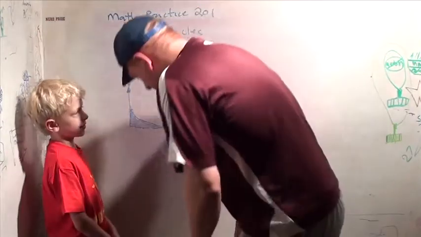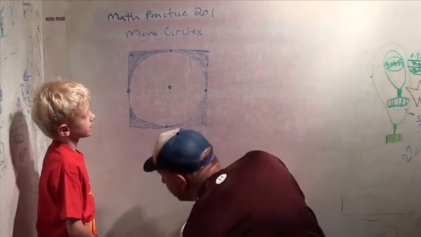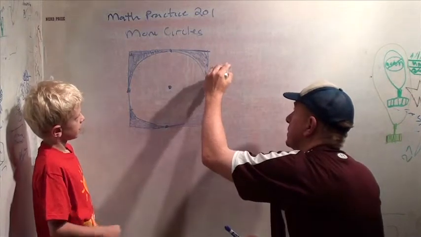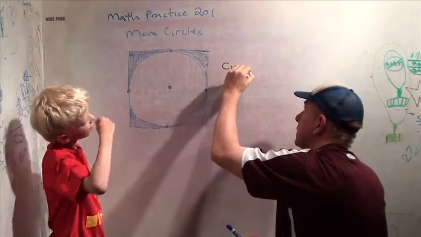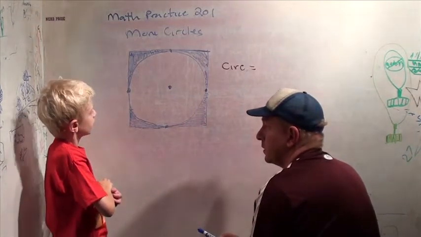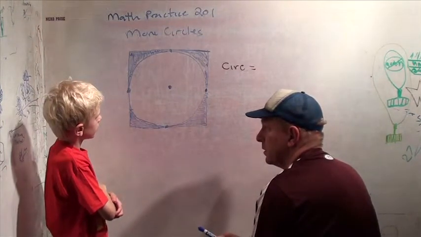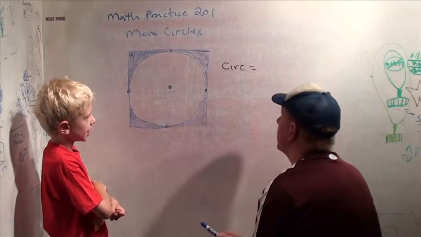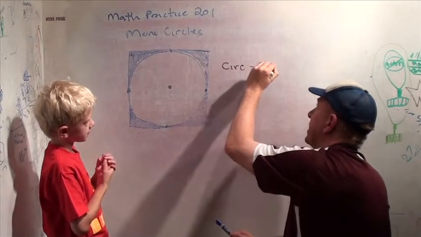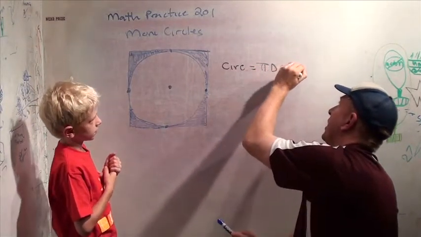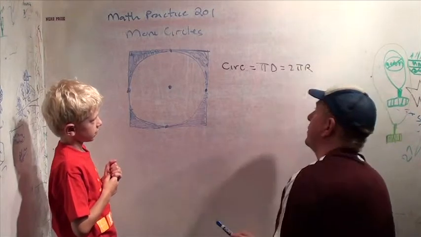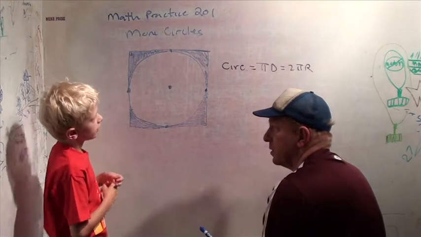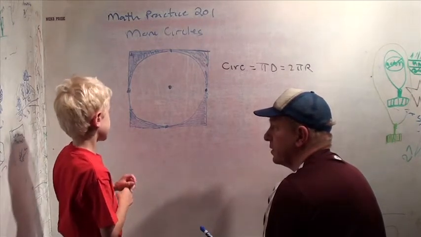So, we've been talking about circles a little bit this week and pi. Do you remember the formula for the circumference of a circle? You times the diameter by pi. Very good. Pi times the diameter, or 2 pi times the radius. Why is it 2 times the radius and only 1 times the diameter? Because 2 radii is equal to 1 diameter.